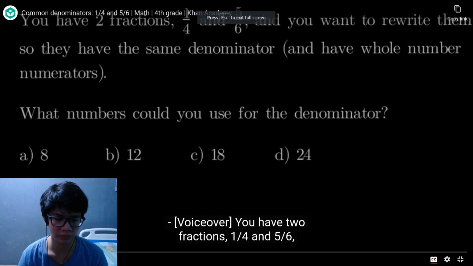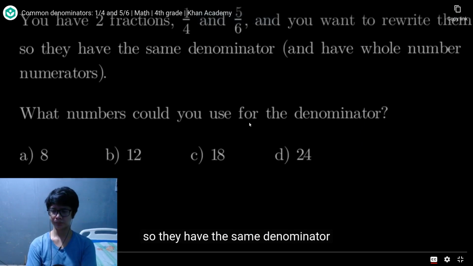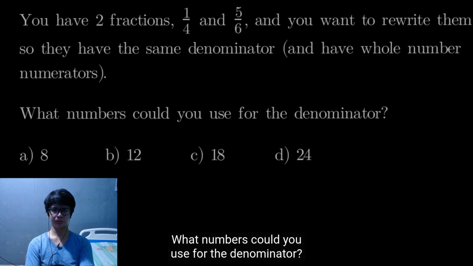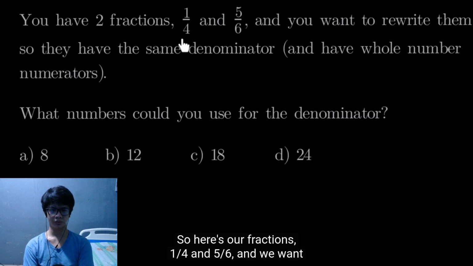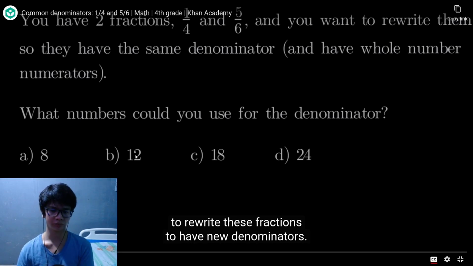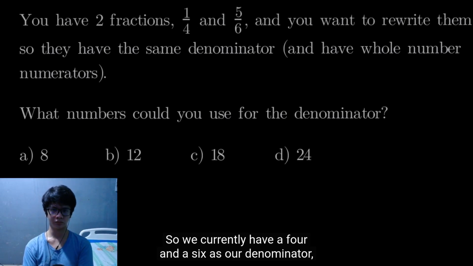You have two fractions, 1/4 and 5 6ths, and you want to rewrite them so they have the same denominator and have whole number numerators. What numbers could you use for the denominator? So here's our fractions, 1/4 and 5 6ths, and we want to rewrite these fractions to have new denominators. So we currently have a 4 and a 6 as our denominator.